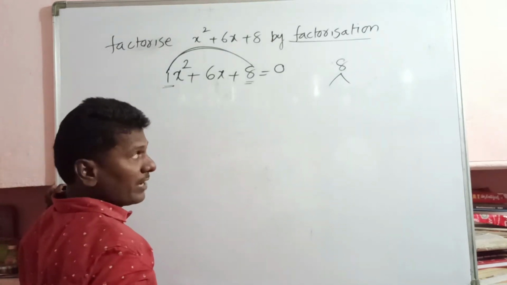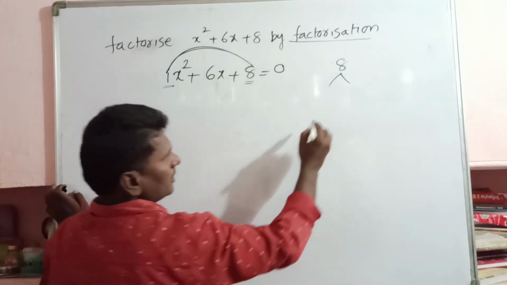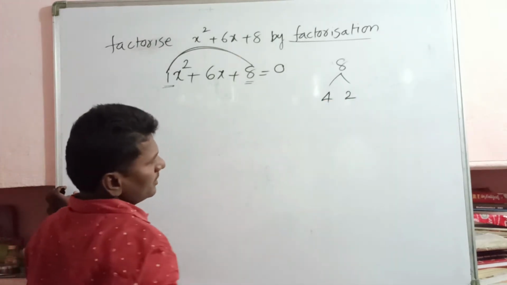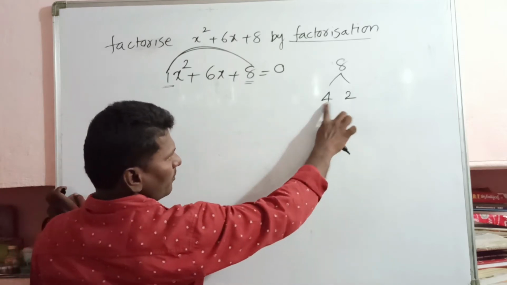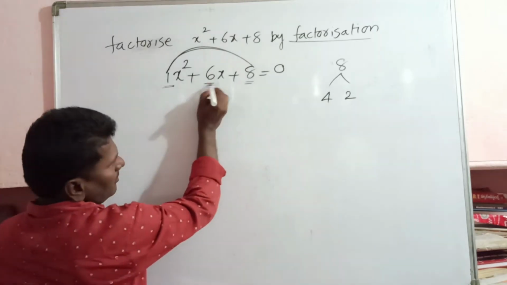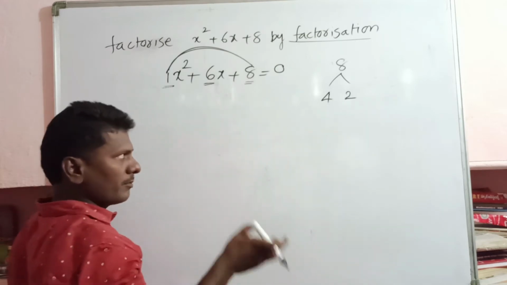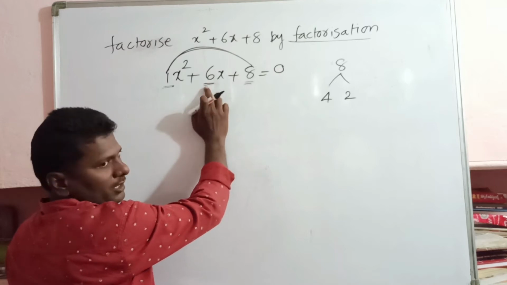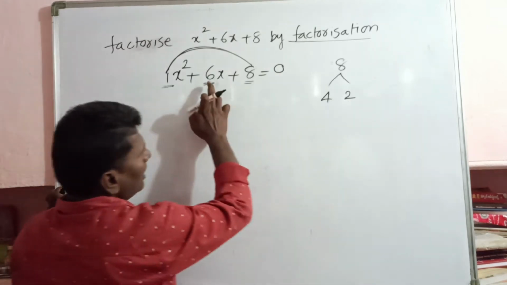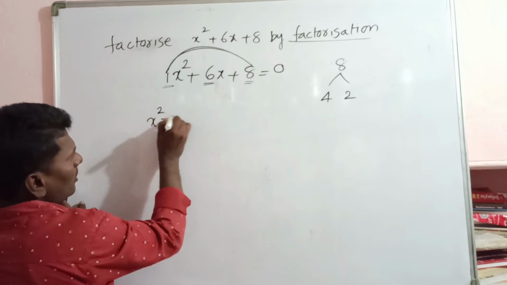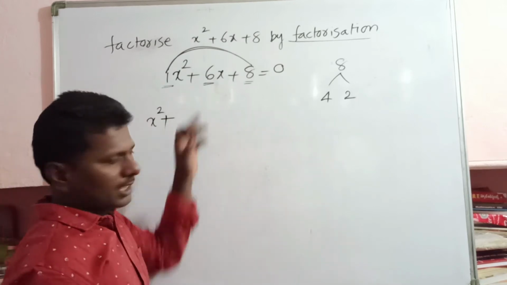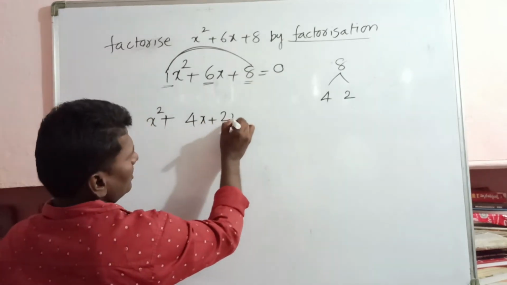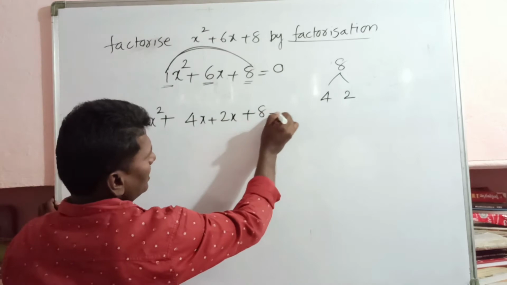Now we have to write factors for the number 8. I am writing 4 and 2. By adding 4 plus 2, 6. By adding or by subtracting, we have to get the coefficient of x, which here is 6. So x square plus 6x can be written as x square plus 4x plus 2x. So x square plus 4x plus 2x plus 8 is equal to 0.